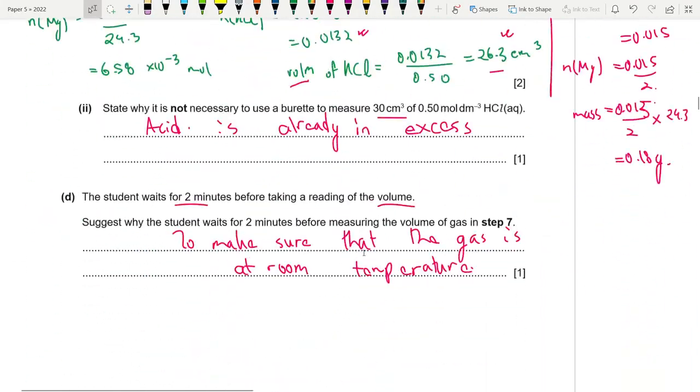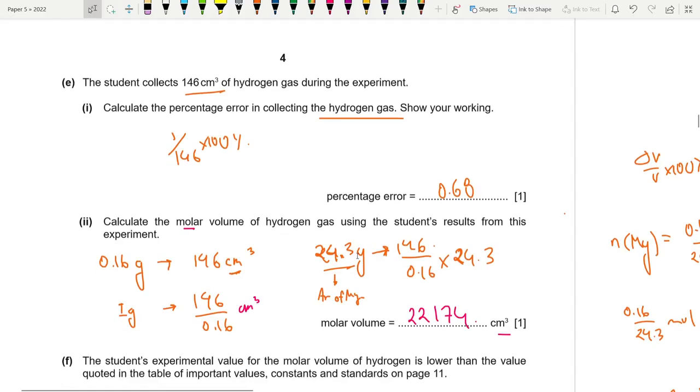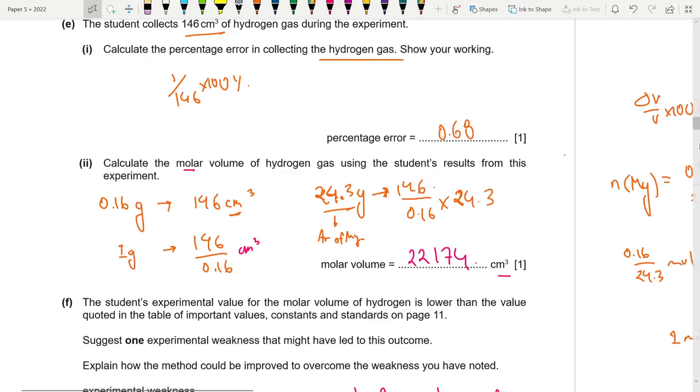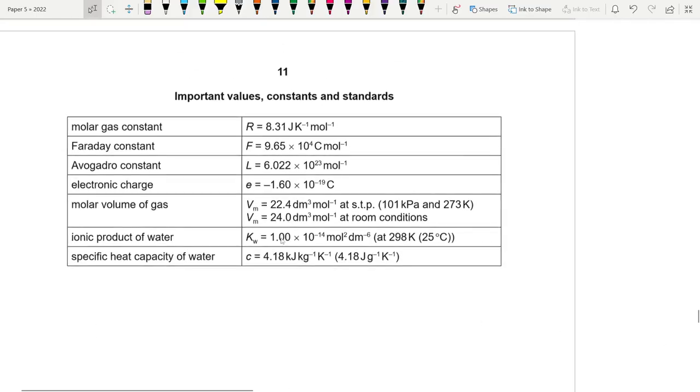Hopefully I could clarify. Now clearly this value should have been 24 dm³ or 24,000 cm³. But check it out. The student's experimental value for the molar volume of hydrogen is lower than the value quoted in the table of important values on page 11. They're talking about this page over here, exactly here. It's supposed to be 24 dm³ at room temperature, right? So what's the reason actually?